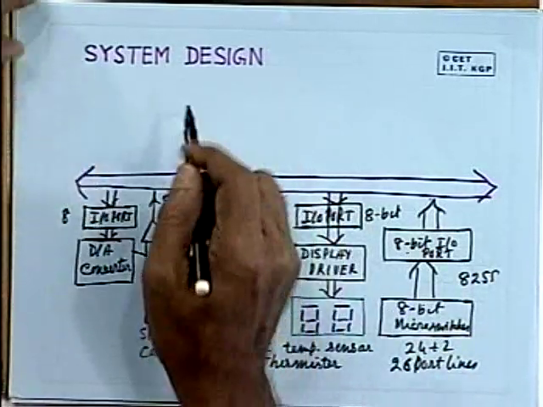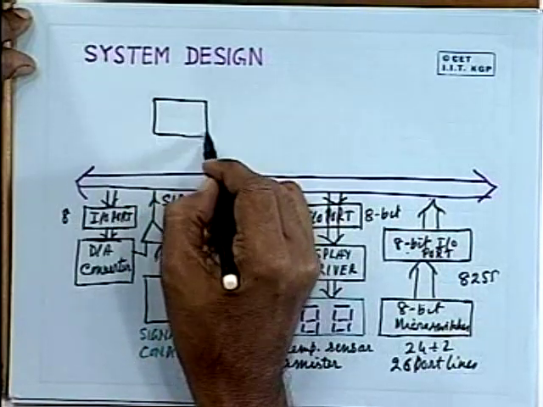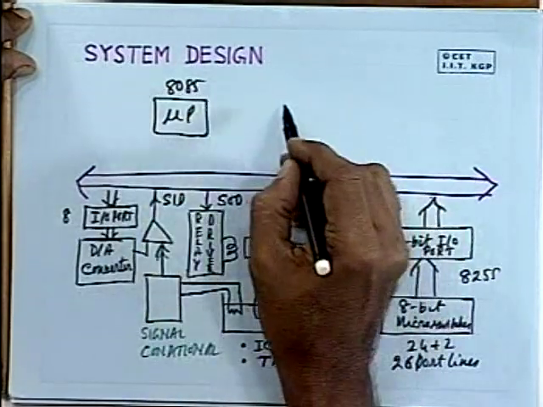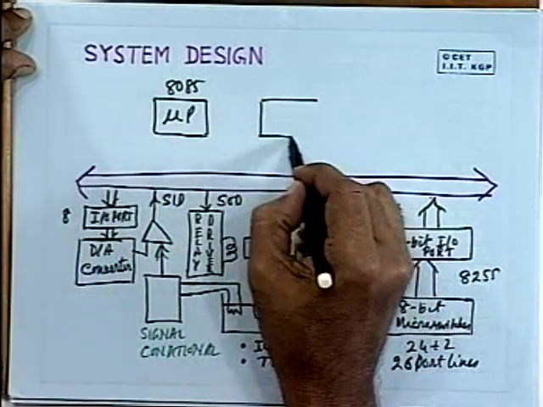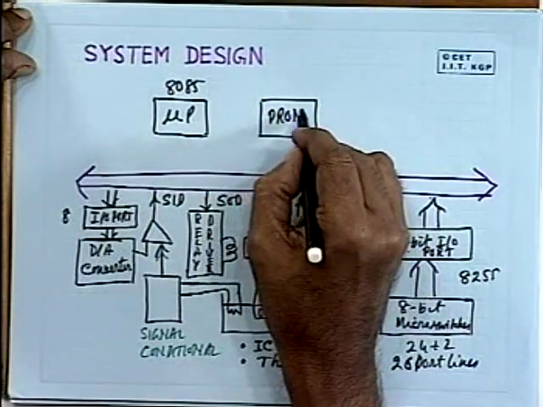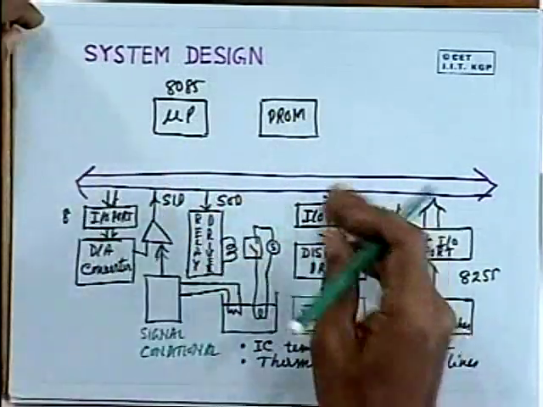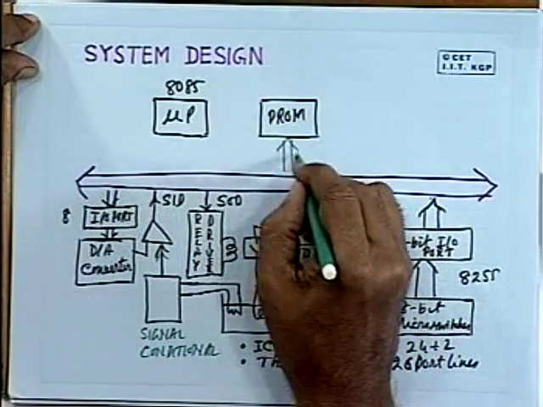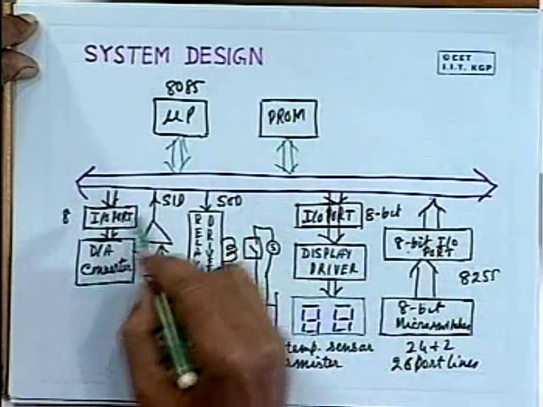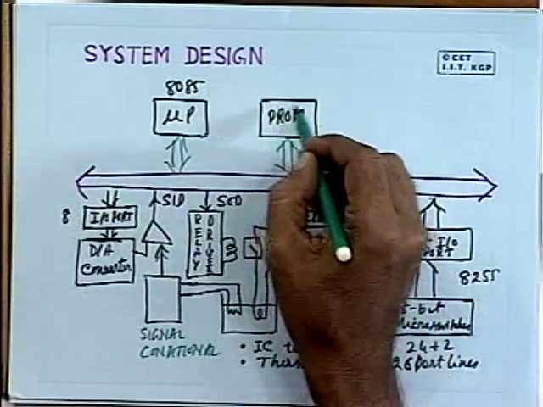Now you will require the 8085 microprocessor, and obviously you will require some PROM, programmable ROM, to hold the program. So that has to be interfaced to the microprocessor through the system bus, and your program to implement the functionality of this temperature monitoring control system will be stored in this PROM.